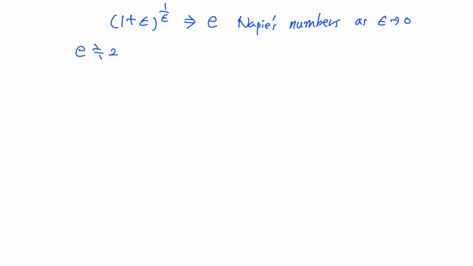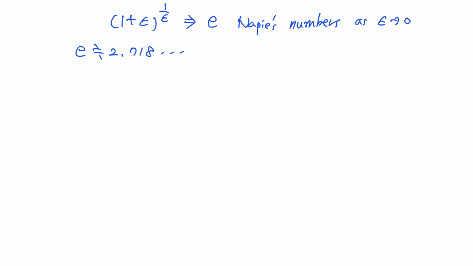Another limit is (1 plus epsilon) to the power of 1 over epsilon goes to e, Napier's number, as epsilon goes to 0. So e is approximately 2.718 something something something.